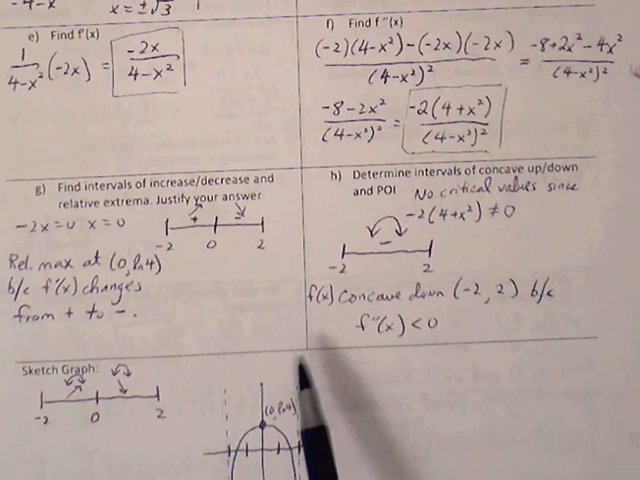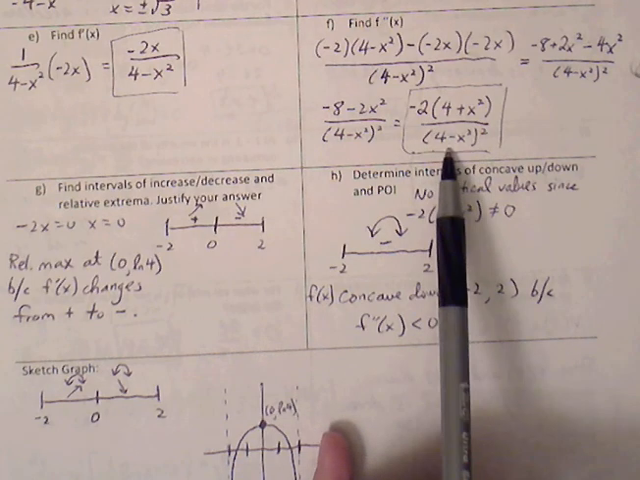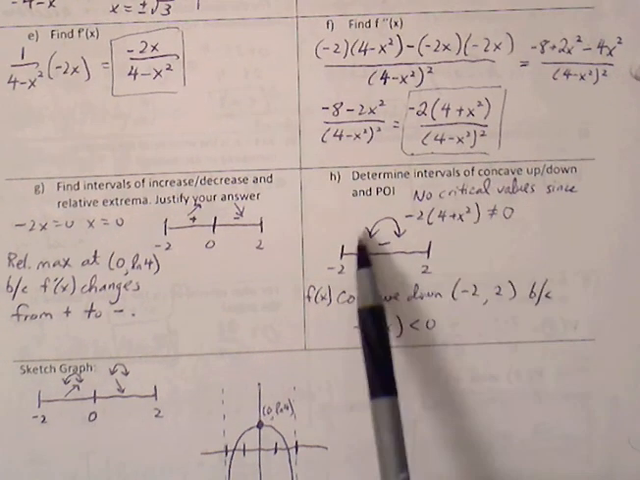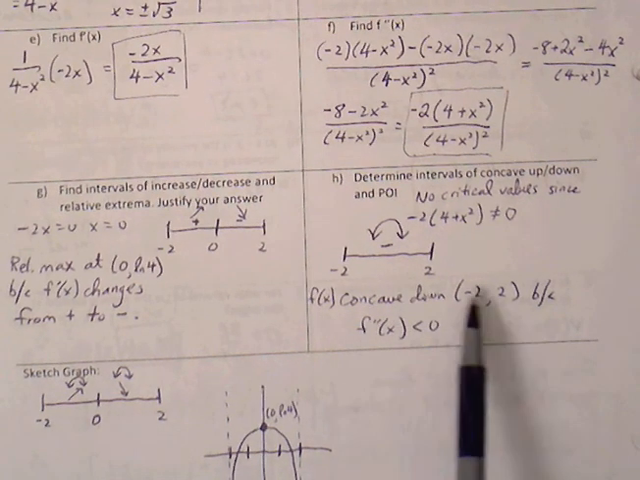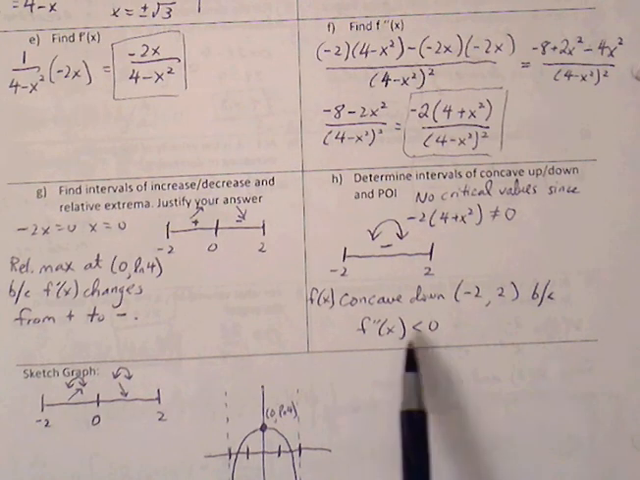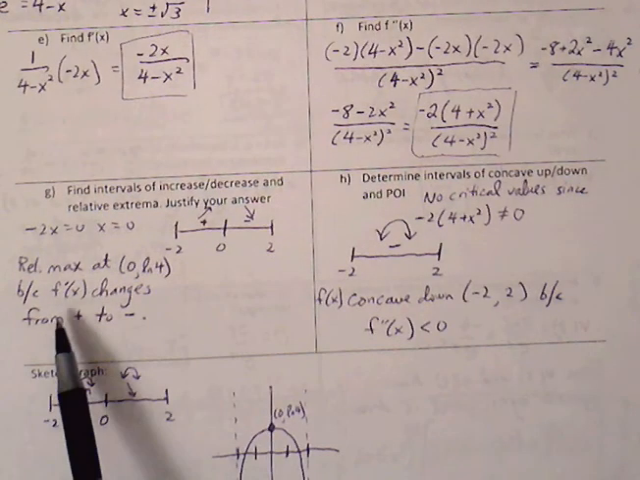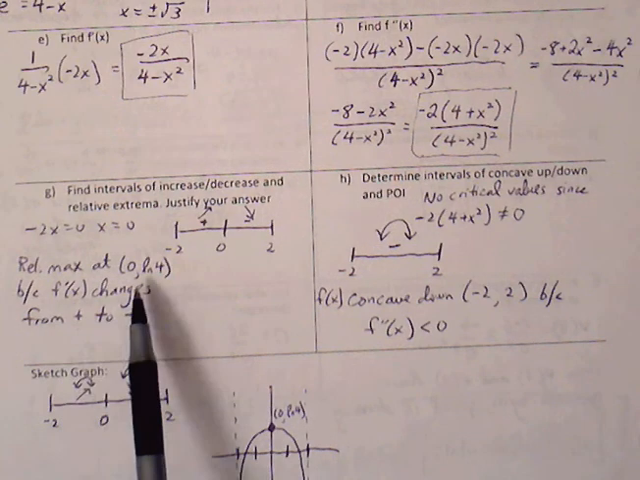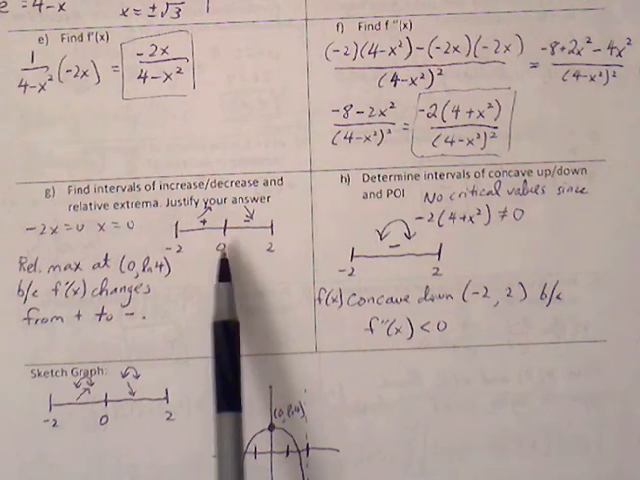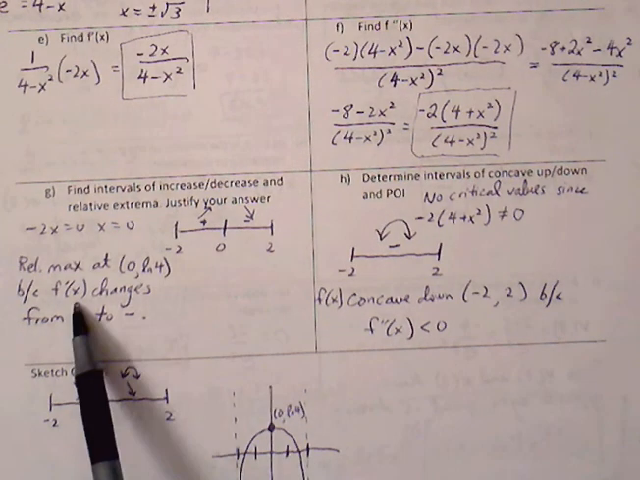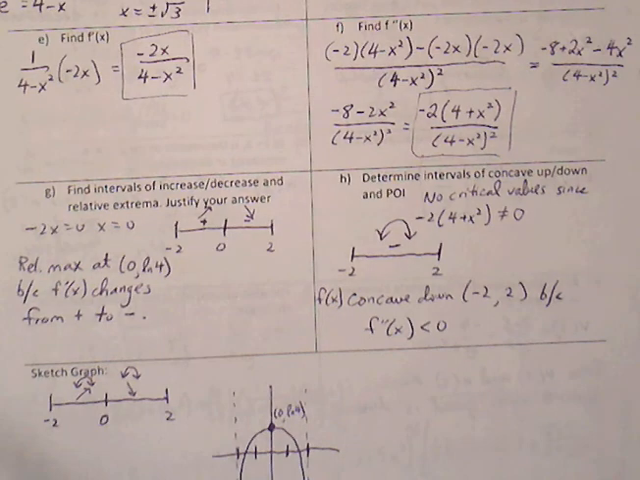If I plug 0 into the second derivative, I'll get negative times positive over a positive, which is a negative. So this portion means that the graph will be concave down. So we know our graph is concave down between negative 2 and 2 because f double prime is negative. And also, forgot to mention, the relative maximum is at 0, natural log of 4. Plug 0 back into the original function to get the relative max. And our because statement is f prime changes from positive to negative slope.